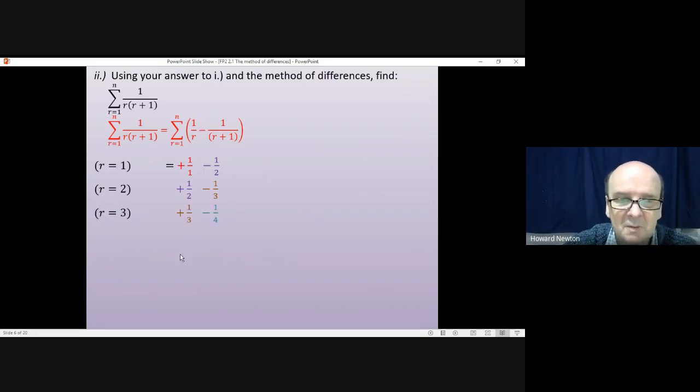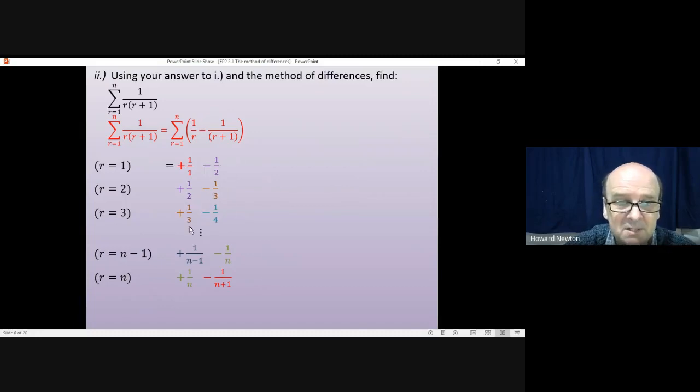When r is 3, we'll have a third, take away a quarter, and so on. The second to last term, when r equals n minus 1, will be 1 over n minus 1, take away 1 over n. And the last term will be 1 over n, take away 1 over n plus 1. Then we add all of these together.